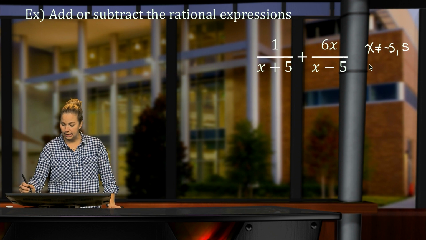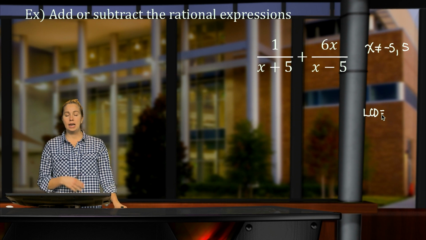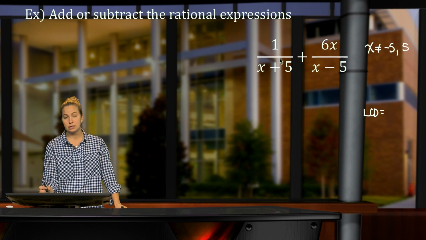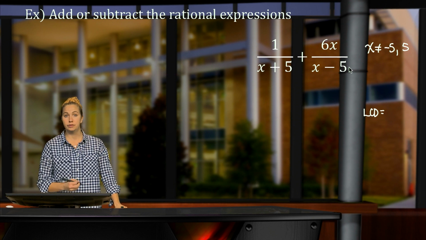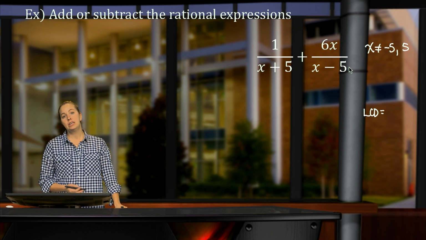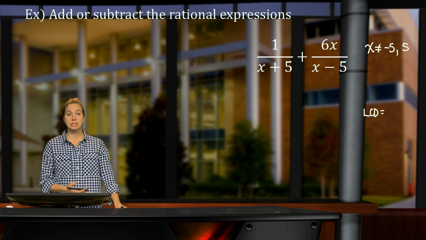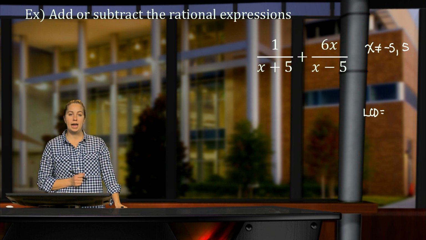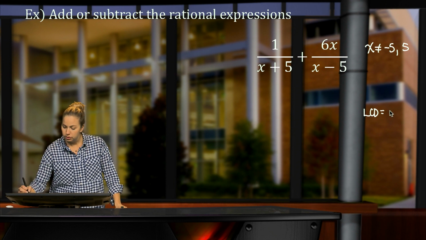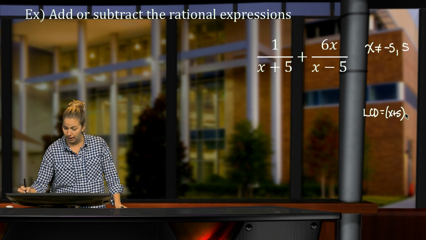Our LCD is going to be an expression which both x plus 5 and x minus 5 will divide evenly into. Now, a very easy way of constructing a common denominator is to multiply your different denominators. So in this case, we will use x plus 5 times x minus 5.